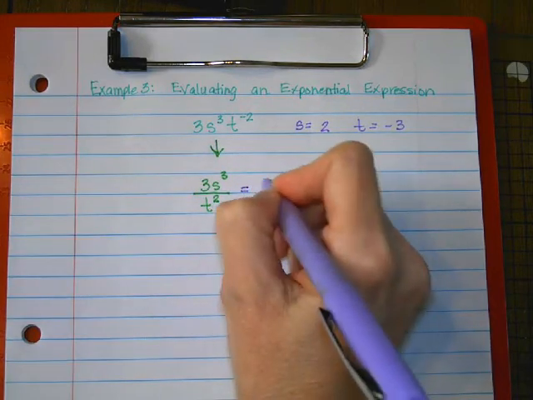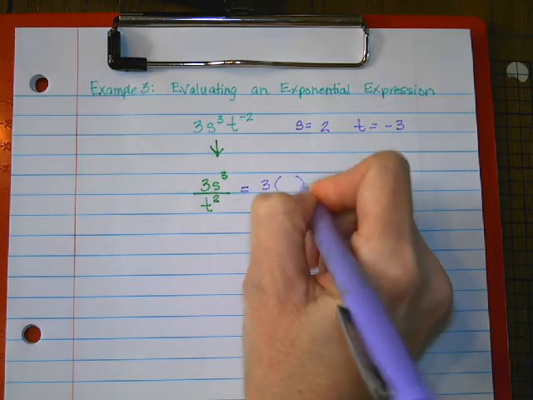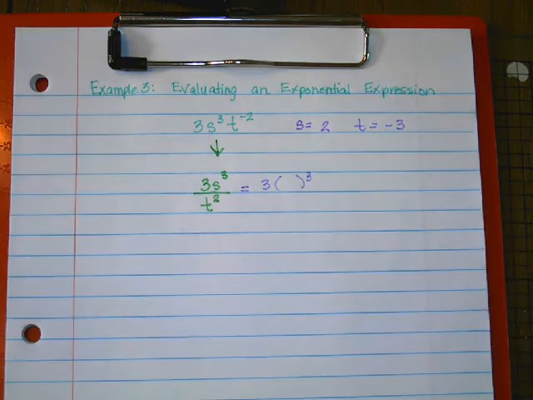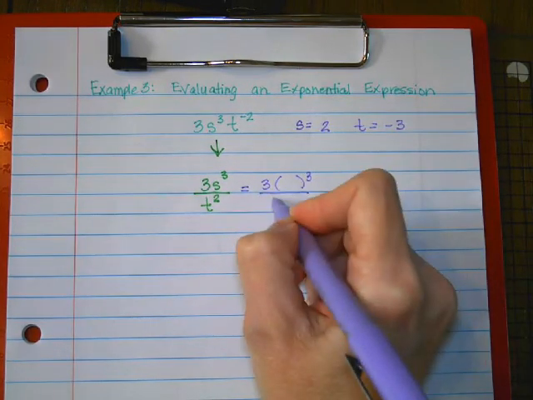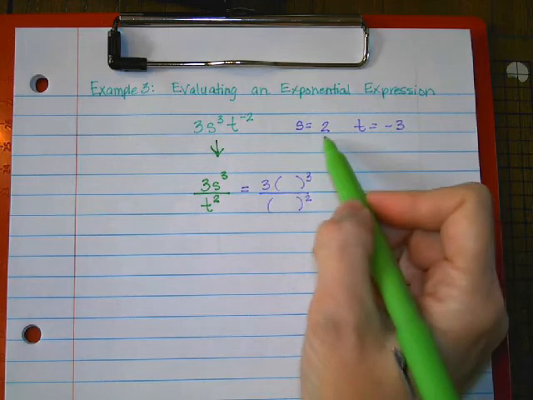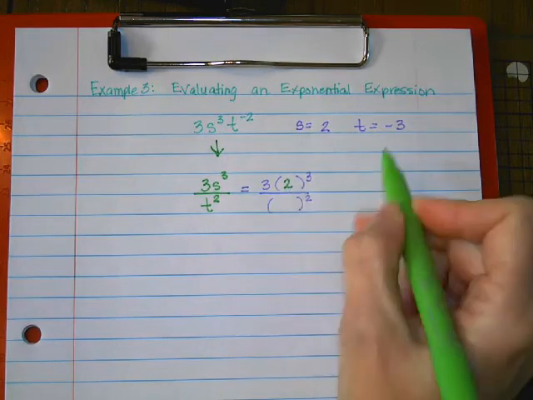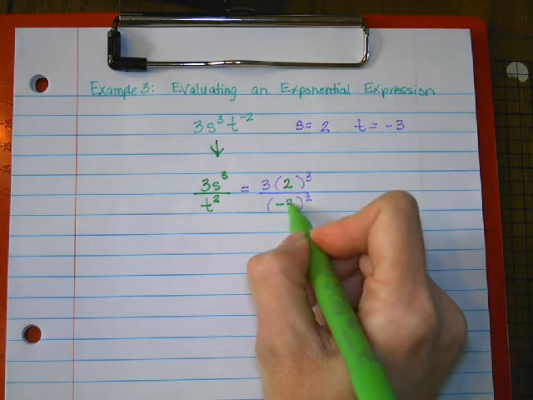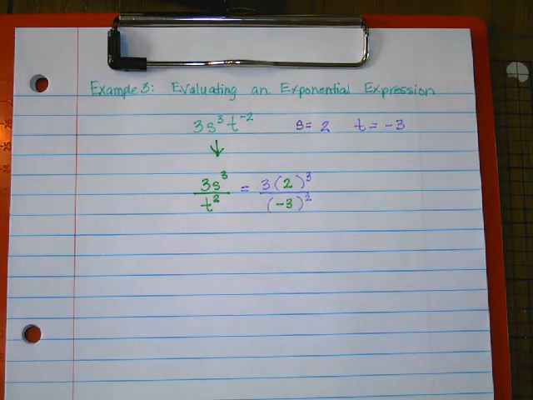So from here, now I'll do my substitution. I've got my 3 times my s value being raised to the 3rd power, all over my t value being raised to the 2nd power. So now I'm going to drop those values in. I'm going to take the s value and replace it with a 2, and the t value and replace it with a -3. So again, it's important that we put parentheses where we drop things in so that we do not mess up on multiplying or squaring positive and negative numbers. We want to have the correct answers.